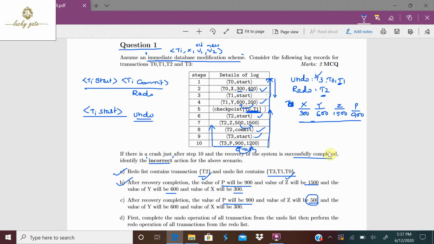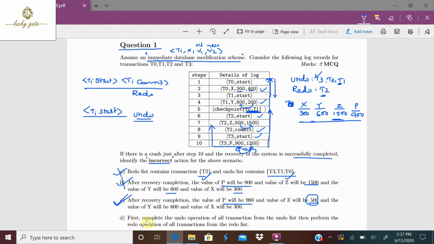This is incorrect. Why? What is the state of the system after the recovery? The value of Z is 1500, but here it is given 500. It is incorrect. Because the question is about incorrect, option C is the answer for the question. Because option C is the incorrect statement.